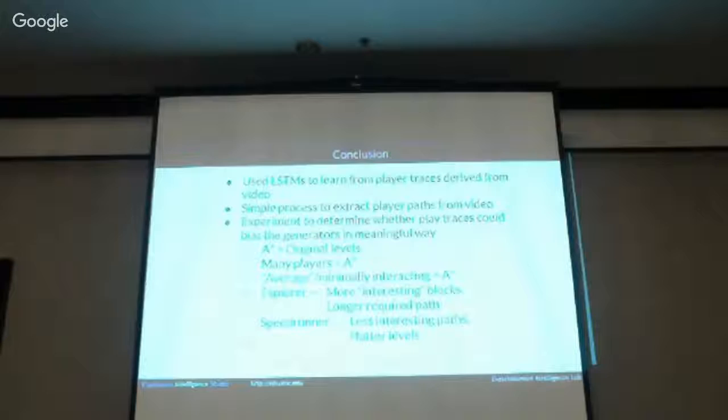So to conclude, we used long short-term memory recurrent neural networks to learn from player traces derived from video. We did a process to extract player paths from video, and then an experiment to determine whether player traces could bias the generator in meaningful, interesting ways. We found that the A star is roughly analogous to the original levels, and that by averaging over many players, we are also roughly analogous to the A star. Same with the average and minimally interacting players, and the explorer tended to generate more interesting blocks and a longer required path, and the speedrunner less interesting paths in flatter levels.